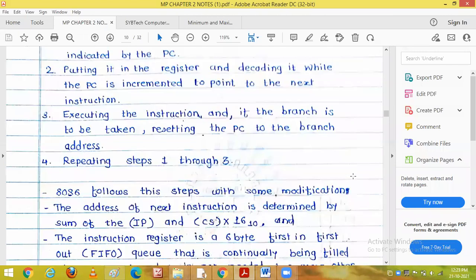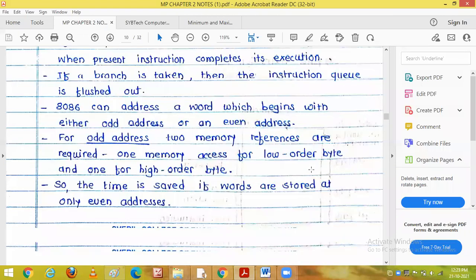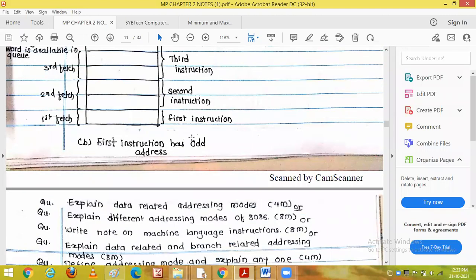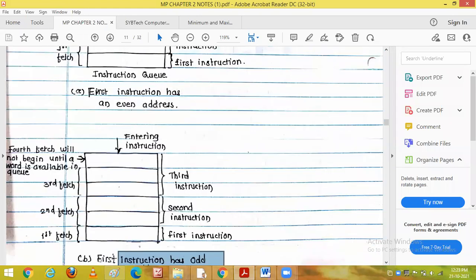In the internal operations we taught that this is an even address and that is an odd address. So here one instruction has an odd address, another has an even address. As we know, what is odd? Odd numbers are 1, 3, 5, 7, 11, like that. And even means what? All are even numbers: 0, 2, 4, 6, 8, 10, like that. So this one we say is odd and even.